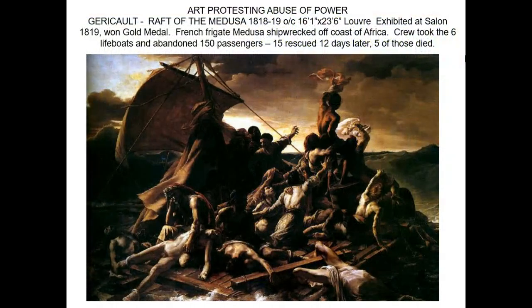This is a great example of art that then supports people who are outside of the power base. This is a Romantic era painting, and yes, there are dead bodies. Yes, there's evidence of cannibalism here, so it's hard for us to imagine that this style should be called Romantic, but in fact it is.